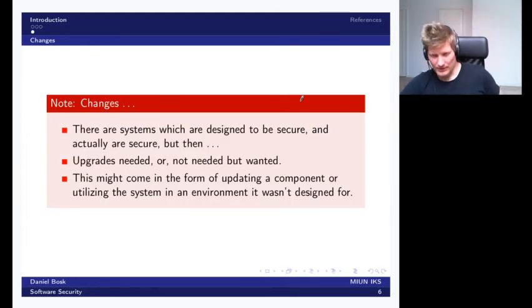Another problem that occurs is changes. There are systems which are designed to be secure, and they actually are secure. But then someone needs upgrades, or they don't necessarily need upgrades, but they want some extra features that weren't there before. And this might come from updating a component or utilizing the system in another environment.